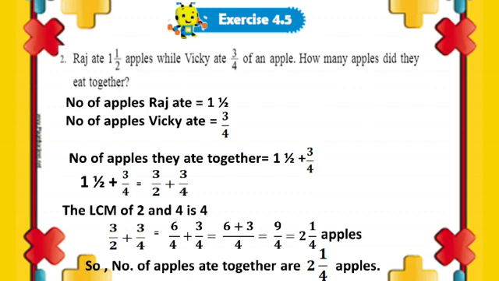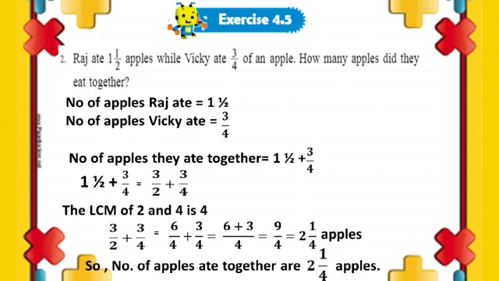Number of apples Raj ate is equal to 1.5 apples. Then number of apples Vicky ate is equal to 3 by 4. So number of apples they ate together is equal to 1.5 plus 3 by 4. You convert this 1.5 to an improper fraction. So the sum becomes 3 by 2 plus 3 by 4.